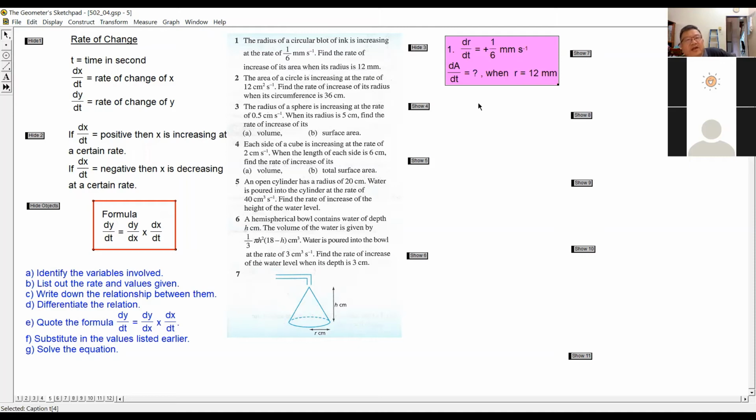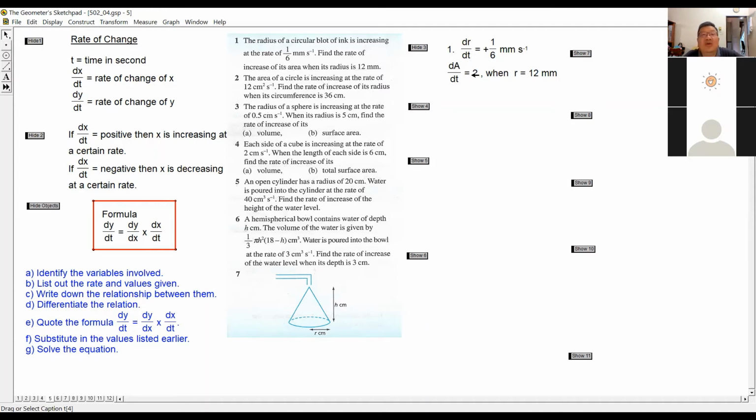They ask you to find the rate of increase of its area when the radius is 12 millimeter. Now, what do they want you to find? In symbol form, find the rate of increase of its area. So how do you write this? Rate of increase: dA over dt. Yes, dA over dt. So I write here dA over dt.